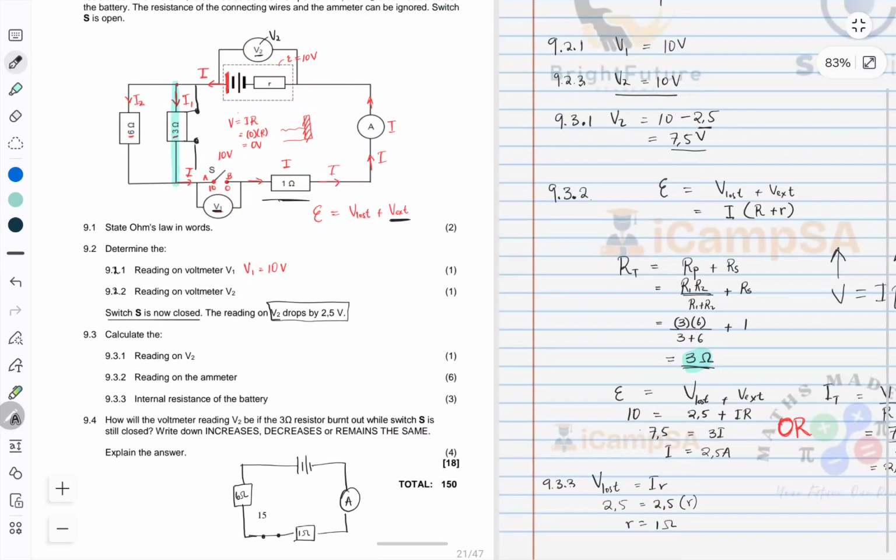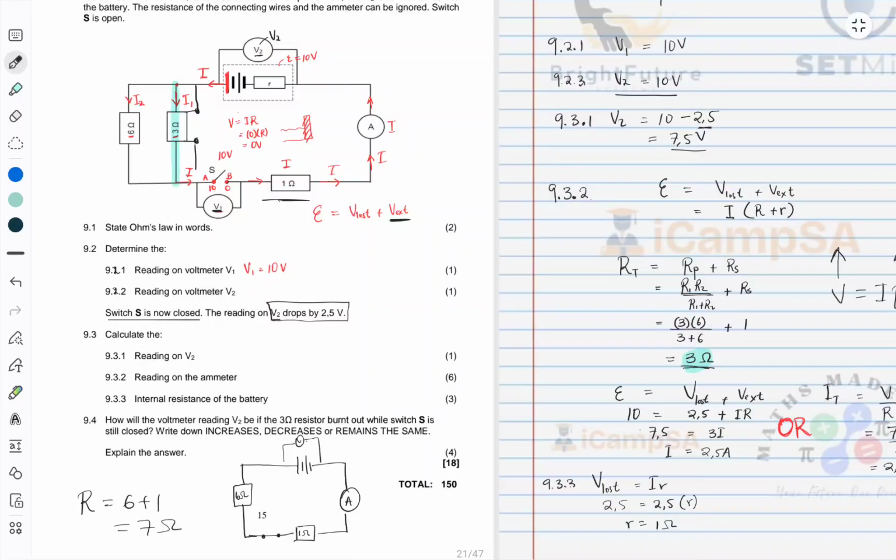So check this. Let's put V2 there. The new circuit is completely a series connection. There's no parallel combination. So if you check, the new resistance will be R equals 6 plus 1, which is 7 ohms, right? If it's 7 ohms and our old one was 3 ohms, you can tell that it has increased. The difference between 7 and 3 is 4 ohms, so there's been an increase of 4 ohms when that one burns out. So if I increase the resistance, my voltage has to increase there at V2. Okay, so that's the logic.